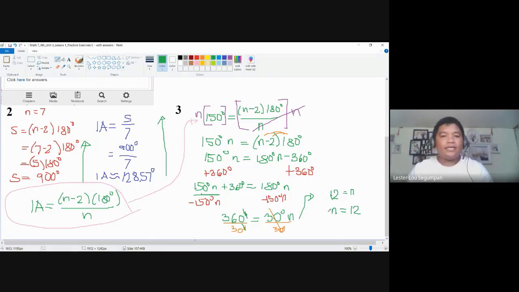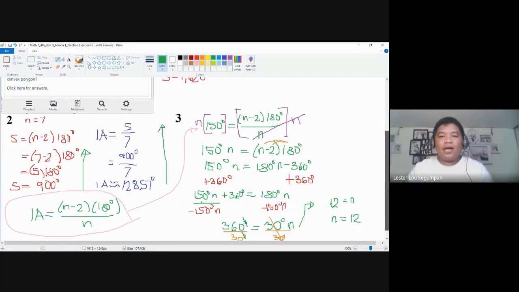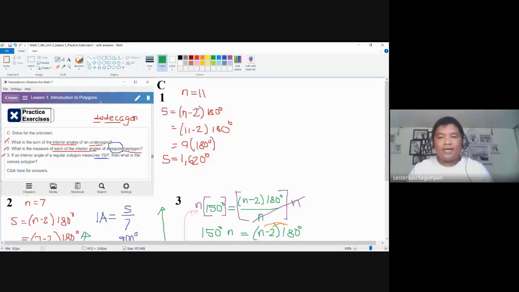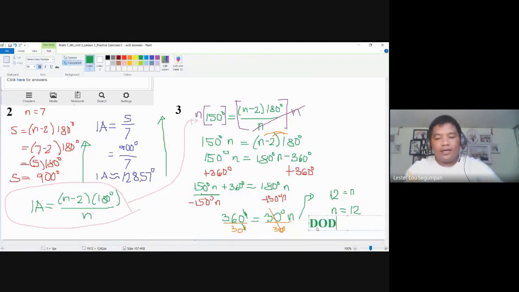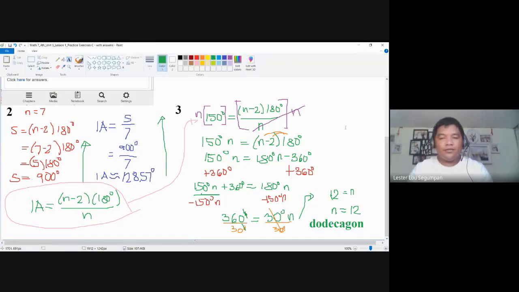And what is that polygon with 12 sides? I have mentioned earlier, undecagon, from undec, uno, that's 10 for deca and uno, 1. Dodecagon is deca, 10, and do or dos, doce. This is actually the name of a 12-sided polygon. The answer for number 3 is that it is a dodecagon. This is the answer for number 3.